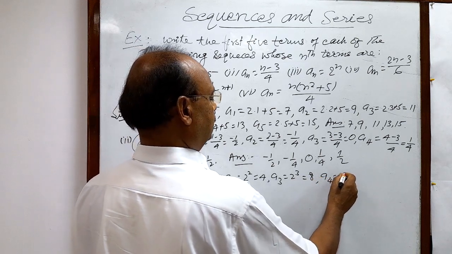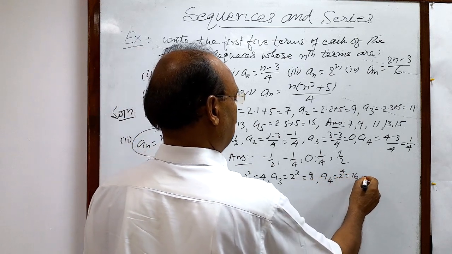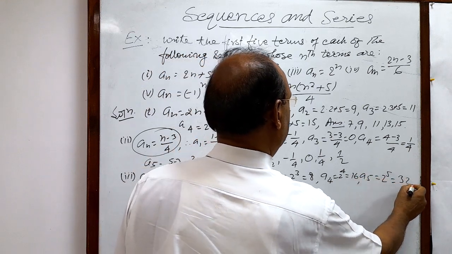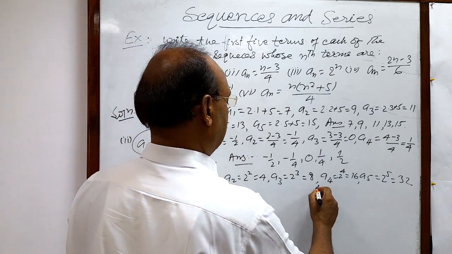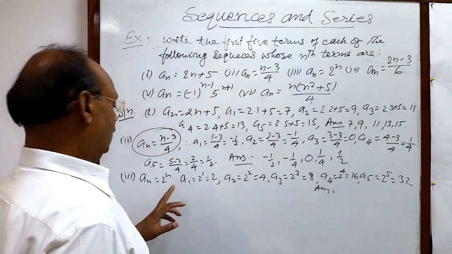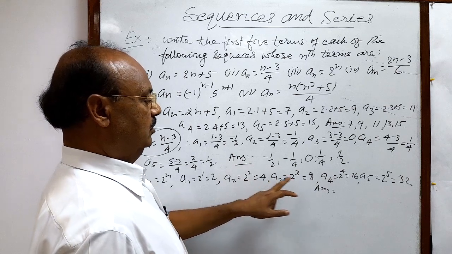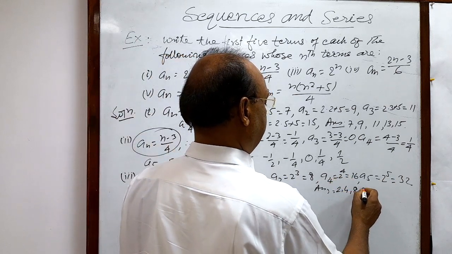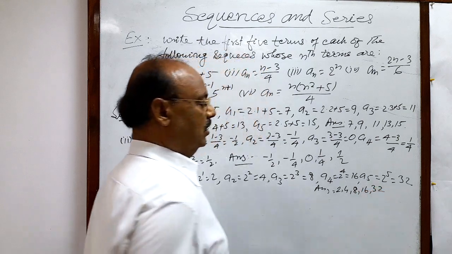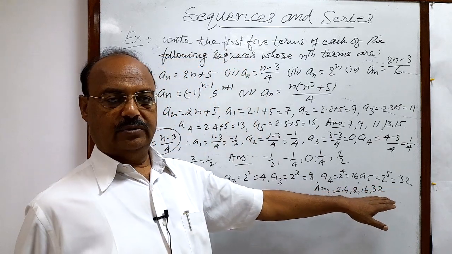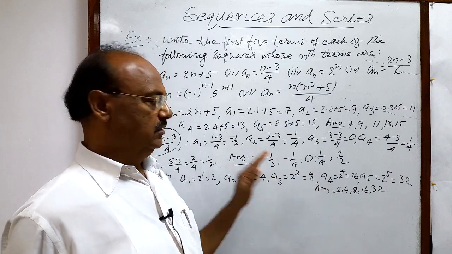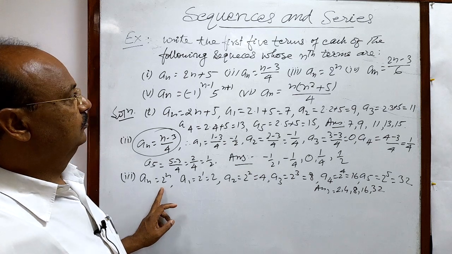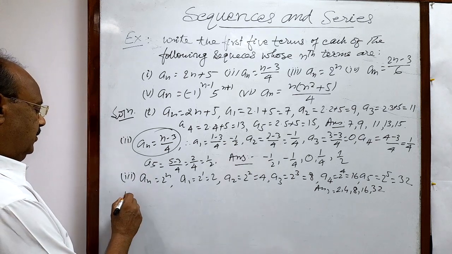a4 is equal to 2 to the power 4, this is equal to 16. And a5 is equal to 2 to the power 5, which is equal to 32. So in this case the answer is 2, 4, 8, 16, 32. This is the first 5 terms of the sequence according to the general term. Correct? And next question, fourth.